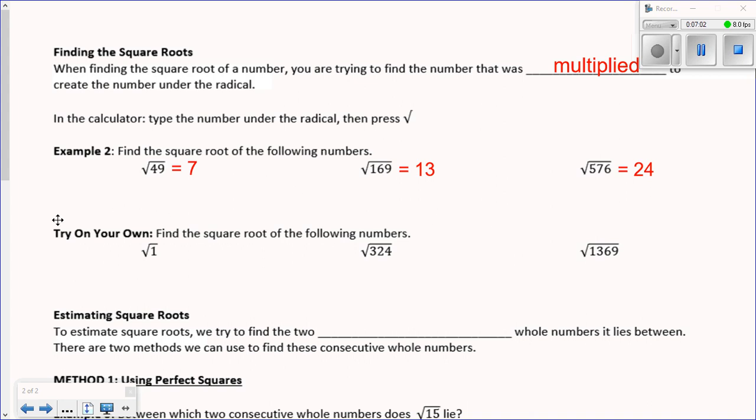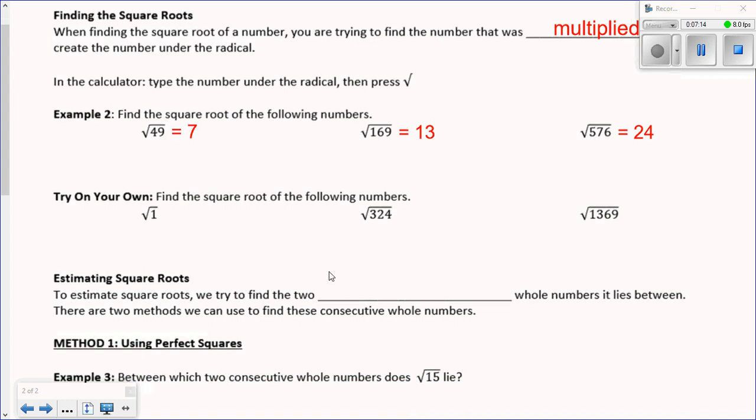Here's your next try on your own. You're going to try these 3, okay? And feel free to use a calculator. But you're going to go ahead and try these 3 now. You can pause the video, come back to it. It's up to you. We're going to go ahead and move on then.